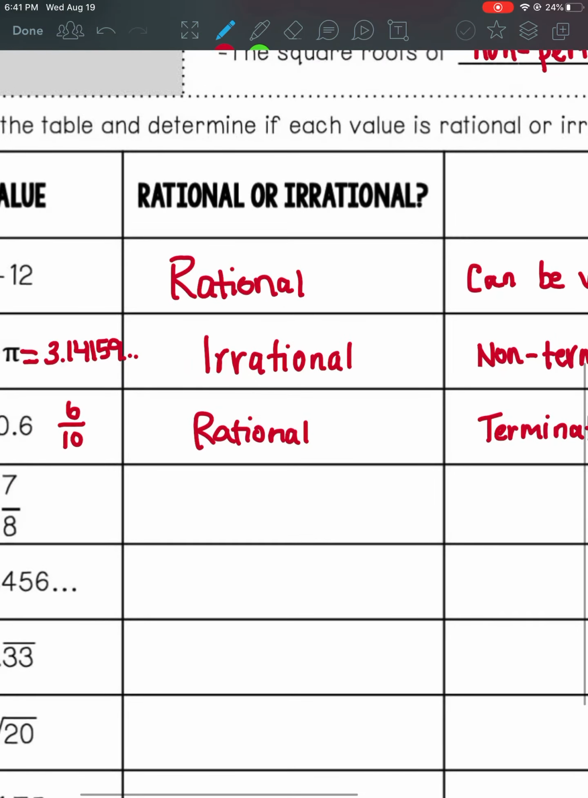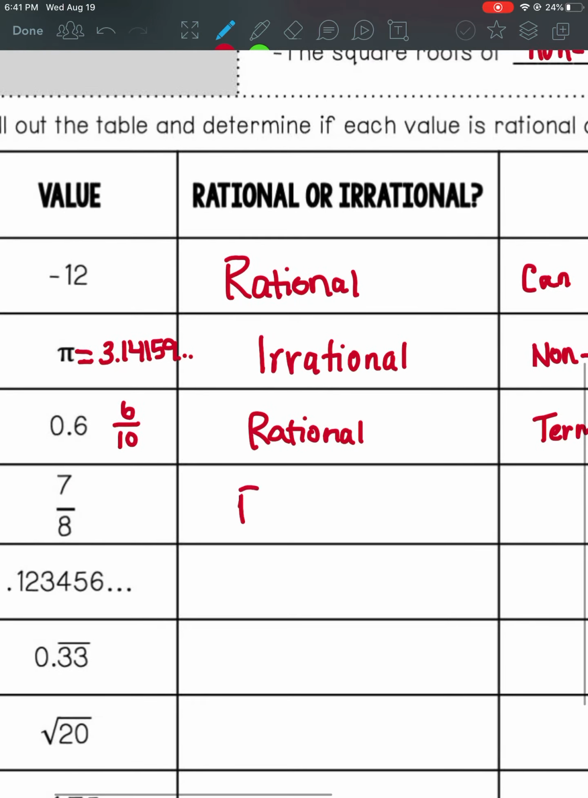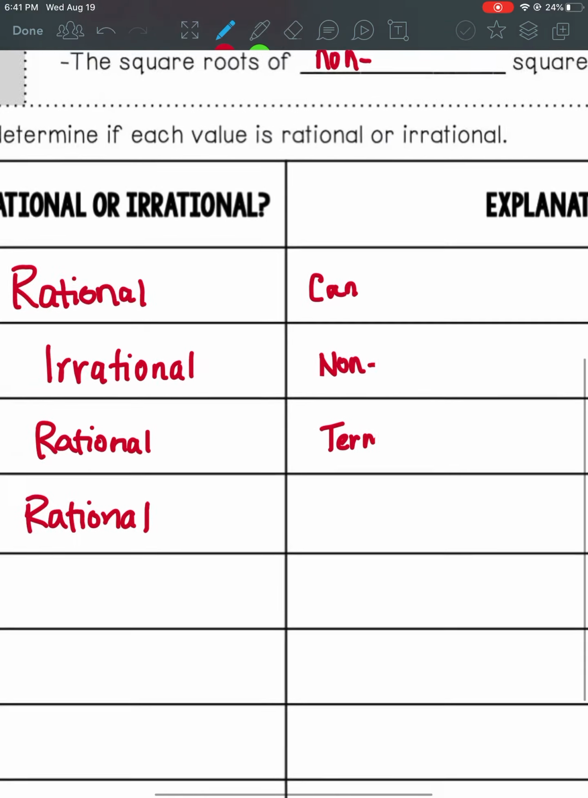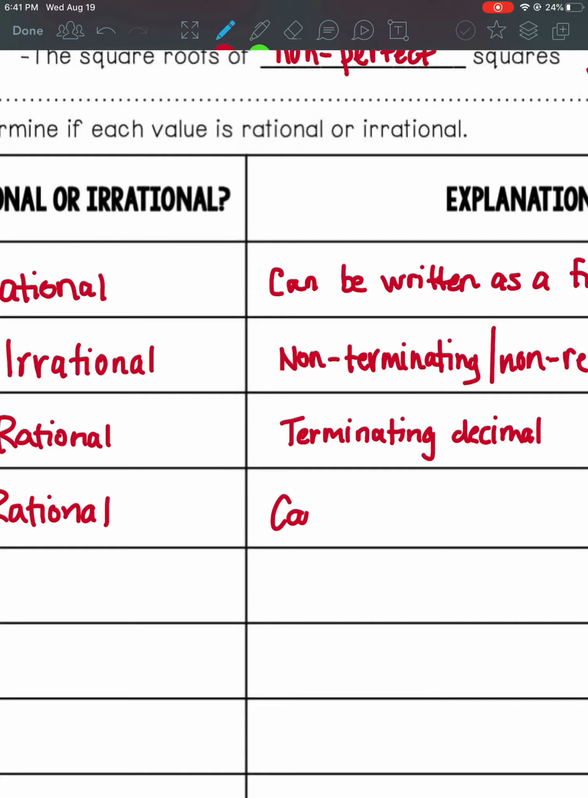Okay, 7/8, well, it's already a fraction. So that one is rational because we can write it as a fraction.